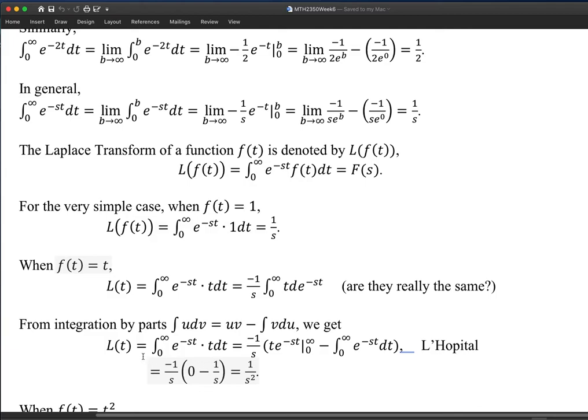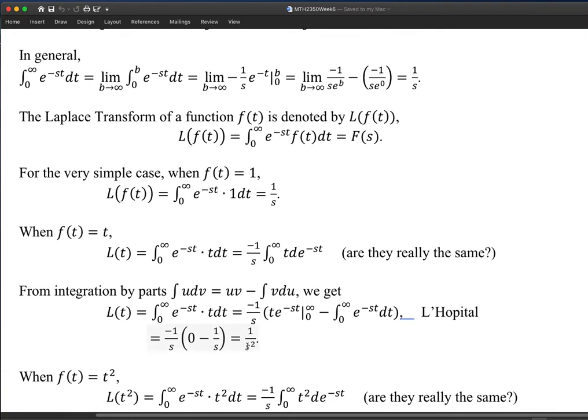So in the end, the Laplace transform of t turns out to be negative 1 over s times parentheses 0 minus negative 1 over s. It is 1 over s squared. So that is the Laplace transform of t. Mostly I'm thinking about the polynomial functions or power functions. We got the transform of 1, and we got the transform of t. The transform of 1 is 1 over s. The transform of t is 1 over s squared. And then maybe you want to take a guess: the transform of t squared would be 1 over s cubed.